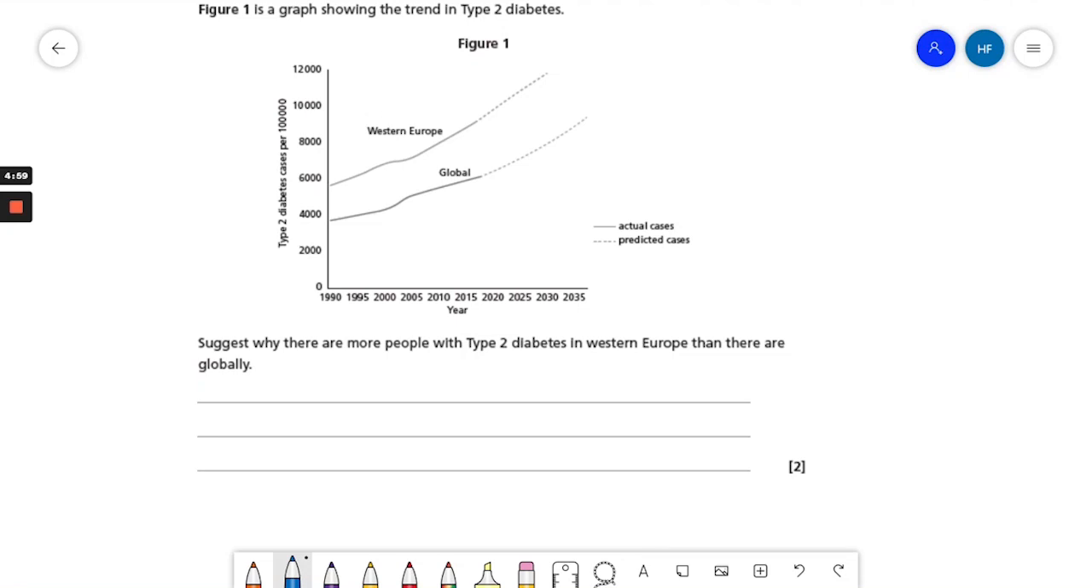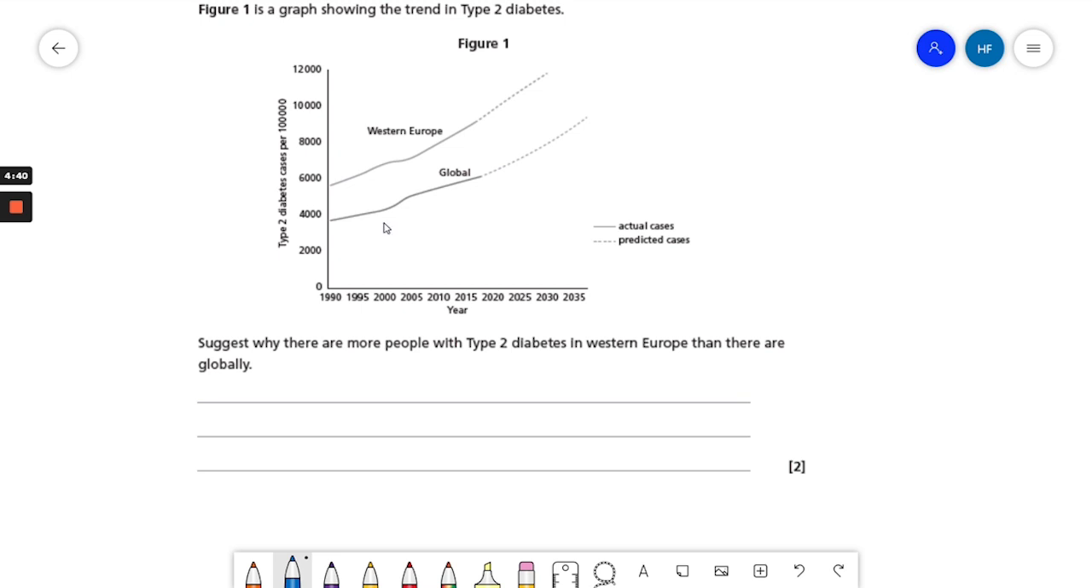Let's have a go at this exam style question. The question says, Figure 1 is a graph showing the trend in type 2 diabetes. Suggest why there are more people with type 2 diabetes in Western Europe than there are globally. And that's worth 2 marks.